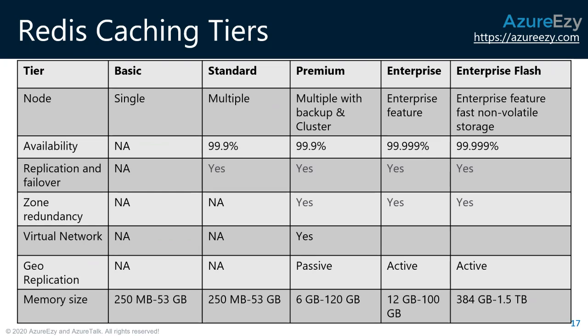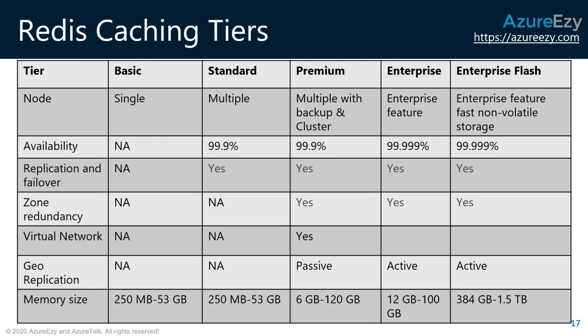The first one is the basic tier. It will have a single node, and this is suggested only for development or test purposes, not recommended for any production environment. For a production environment, we suggest you choose a minimum of the standard tier. If you can go for premium or enterprise, that is good, but a minimum of the standard tier is the recommended approach. Now why is it so?